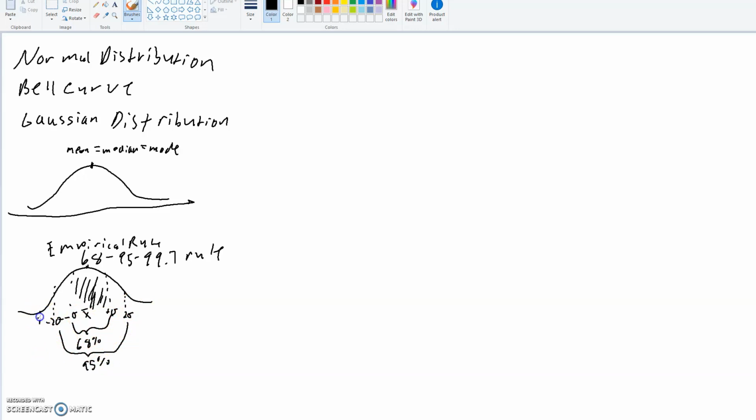Then if we go even further to 3 sigma and negative 3 sigma, then we have 99.7% of the curve. Right? So if we start at x bar and go 1 above or 1 below, we have 68%. If we go 2 above or 2 below in terms of standard deviations, we have 95%. 3 above, 3 below gives us 99.7%.